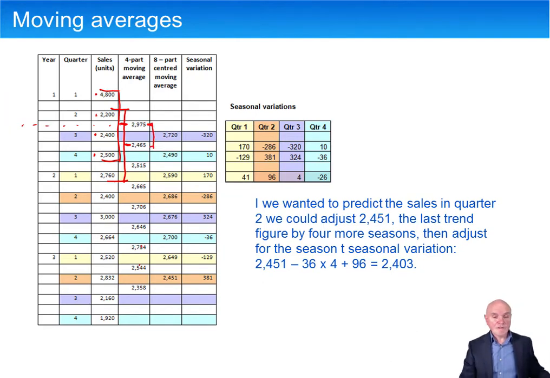So you can see if you add those 2 up and divide by 2, because you've got 2 figures to add together, then we have 2975 plus 2465 divided by 2, we're going to have 2720. And then we'll average these 2 here, like that, and so on, like that.